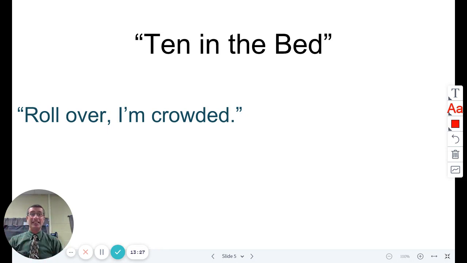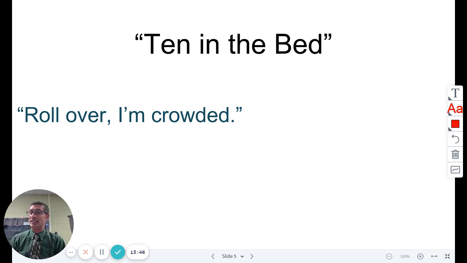There were eight in the bed, and the little one said. Roll over, I'm crowded. Ready? Roll over, crowded. So they all rolled over and one fell out.